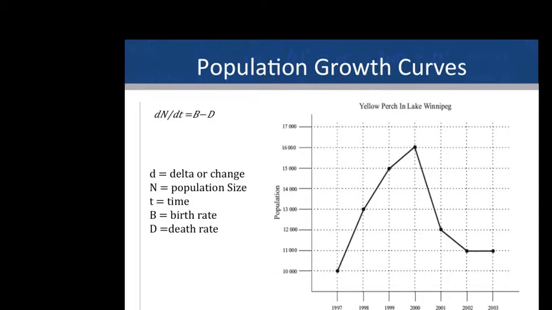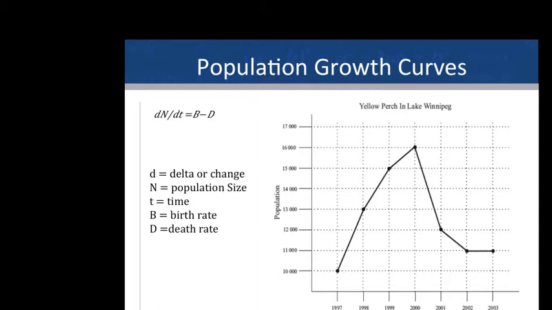And so when you put this into a quantitative analysis for the change of the population, 12,000 minus 16,000, you end up with negative 4,000. Therefore, you had 4,000 more deaths than births between 2000 and 2001.